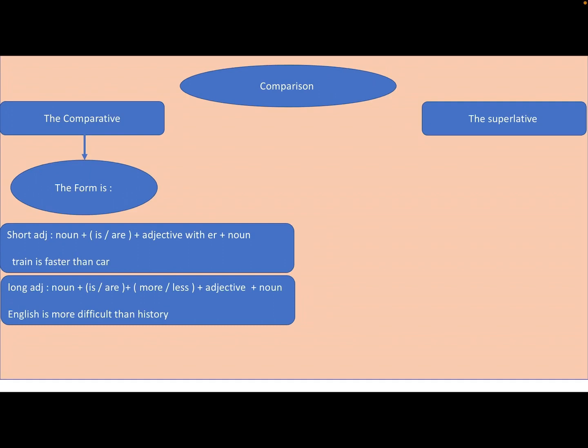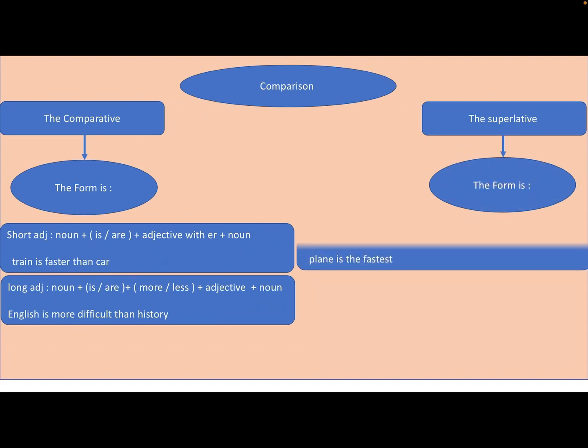For example, train is faster than car. القطار أسرع من السيارة. In case of long adjective, the sentence is supposed to be noun plus is or are plus more or less plus adjective plus noun. إذا كانت الجملة تحتوي على صفة طويلة فنستخدم معها more or less. English is more difficult than history. الإنجليزي أصعب من التاريخ.